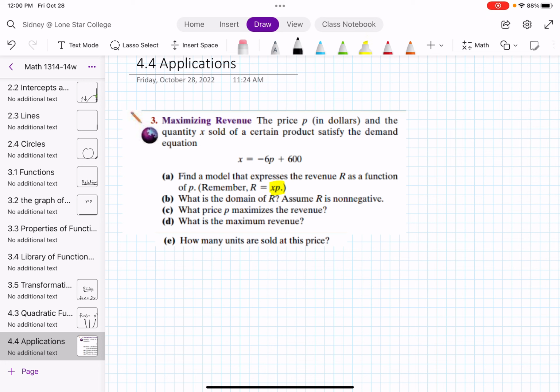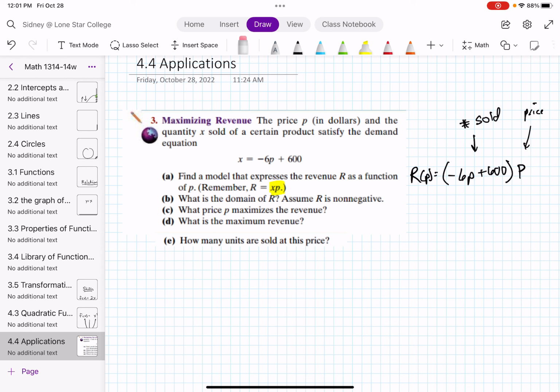So it says, what is the domain of revenue? The revenue function is simply what is used to model how many are sold, -6p plus 600, times the price. So this represents the number sold, and this represents the price. How many you sell times what you sell them for is how we get our revenue, and this revenue is a function of the price.